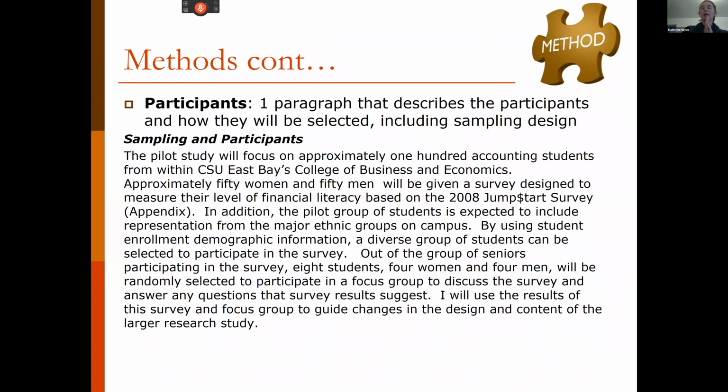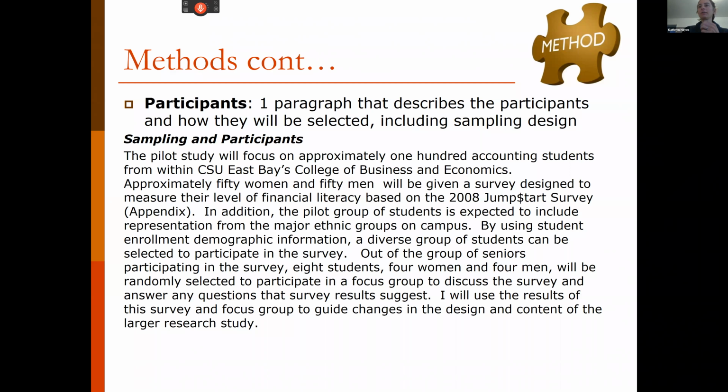Okay, participants. So participants and sampling are part of the same thing. You're going to be watching a video on sampling also this week. You need to write a paragraph or 2 that describes how you will select your participants. In this case, Daryl wrote that the pilot study will focus on 100 accounting students from within the College of Business. And he's proposing that probably it will be 50 women and 50 men, and that they will be given this survey. And then in addition, that they're supposed to include a representation of major ethnic groups. Now, obviously, he doesn't know yet exactly who they're going to be, but that's what he's going to try to do, all right?